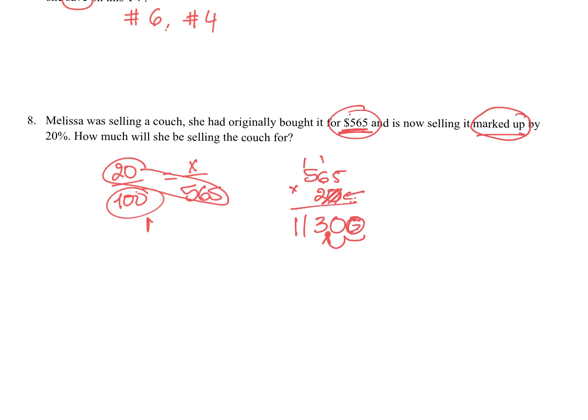Okay. Now you're going to add it, since they say markup. So you add it to your original price. So you're going to sell the couch for $678, and you make $113 on your own.